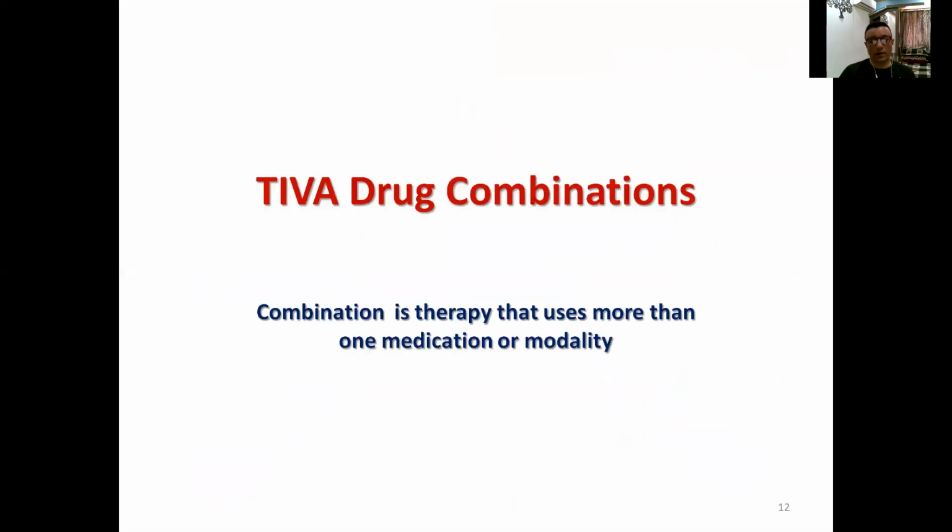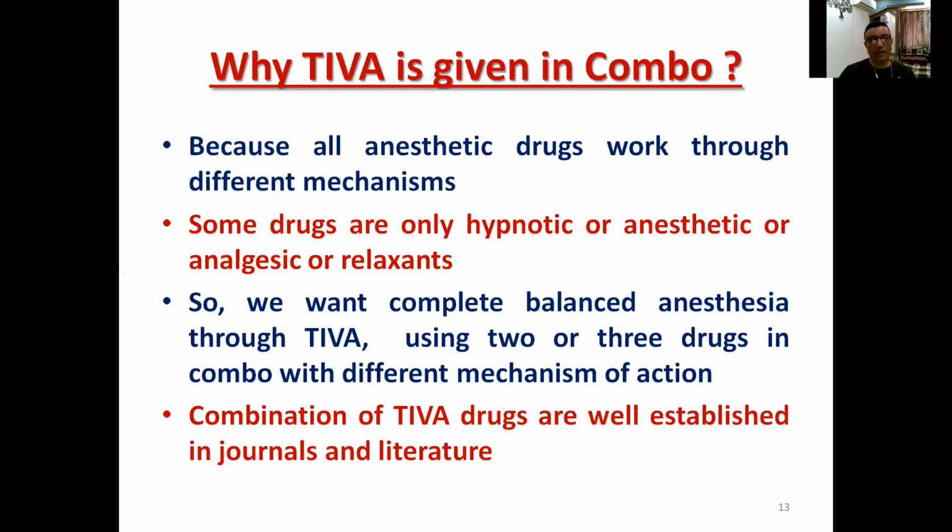Now, what is TIVA drug combination? Combination is a therapy that uses more than one medication or modality in TIVA. Why is TIVA given in combo? Because there are certain advantages, like all anesthetic drugs work through different mechanisms. Some drugs are only hypnotic or anesthetic or analgesic or relaxant, and different drugs are in different categories. Like propofol has only anesthetic property, no analgesia. Dexmedetomidine has analgesic and anesthetic property. Ketamine has a weak anesthetic property but good analgesic property.